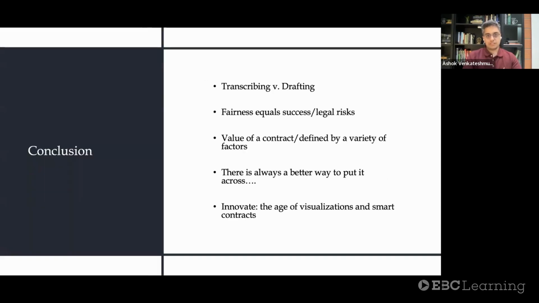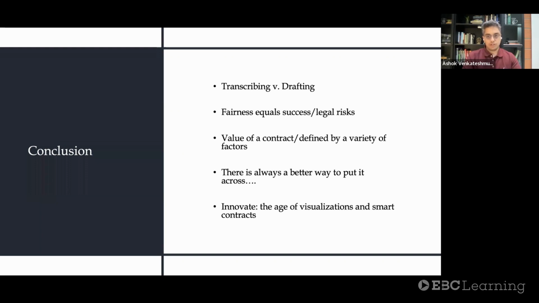So to conclude, remember, when you're drafting an IP agreement, you're not transcribing. You're not doing the job of being a scribe, where everything that your clients have agreed upon, you end up typing as it is. You are drafting. Drafting requires an independent application of mind. It requires independent counsel, right? Of course, you will ultimately take care of your client's interests and follow his instructions, but it is your duty to counsel and advise, right? Remember, fairness in the contract equals success. It also mitigates legal risks of breach.